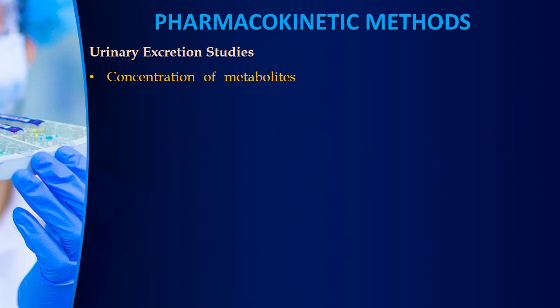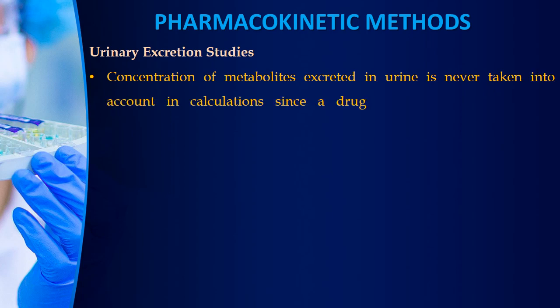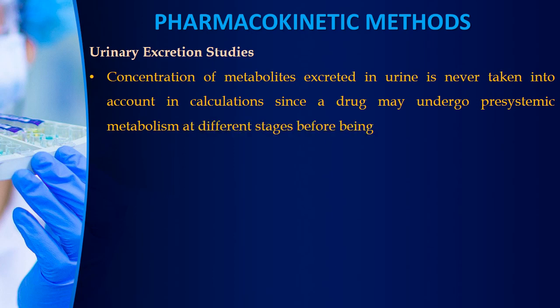Regarding metabolites, the concentration of metabolite excreted in urine is never taken into account in the calculation, because the drug may undergo pre-systemic metabolism at different stages before it is absorbed. So before reaching the systemic circulation of the tissues, there are some chances of the drug undergoing metabolism, as in the case of the liver pre-systemic metabolism process.